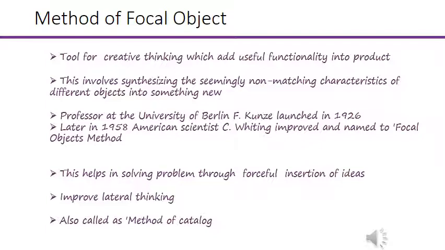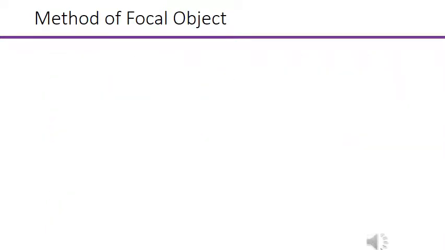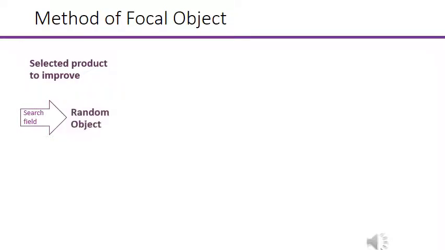Let's see the stepwise process for the method of focal object. The first step in the method of focal object is selecting the object of interest, which needs to be improved, called the focal point for improvement. This object can be a product or technology, depending on where innovation is required to improve the value proposition. The next step is to select the random object. This object can be from a catalog or any randomly selected one.